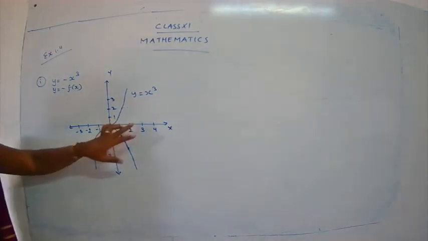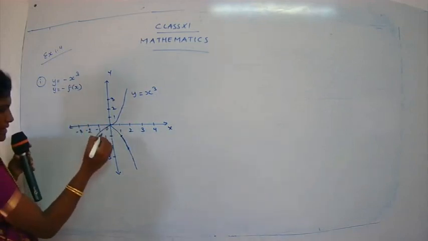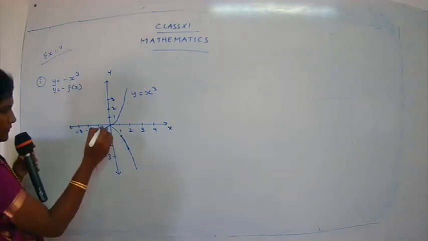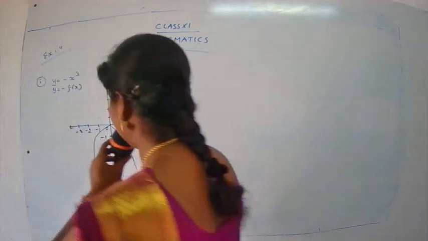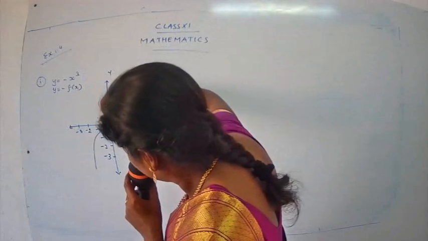So I have finished the first part, and now I'll plot the reflection for this part also. So minus 1, somewhere it's coming here. So how will the graph go? That's why I told you to use the graph.